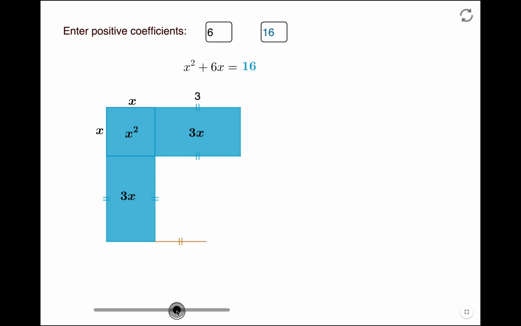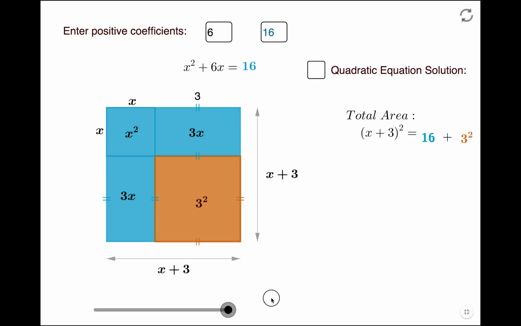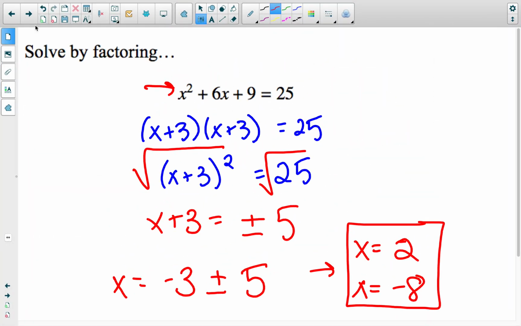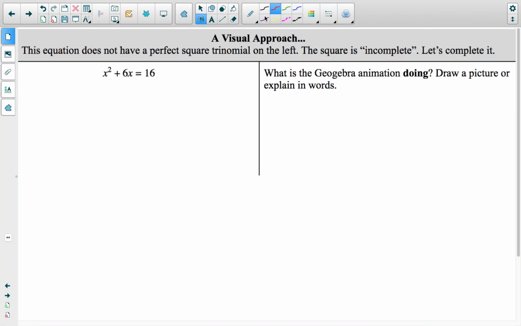we have to fill in this square. If we want to be able to multiply those two binomials together, we have to fill in this little square down here. And the amount that we need to fill in the square is with another square, right? With side length 3 by 3. So what we can do is add 3 squared to both sides, and then use this idea to solve with a square root. Okay, so that's a visual representation. Here's what this will look like algebraically.